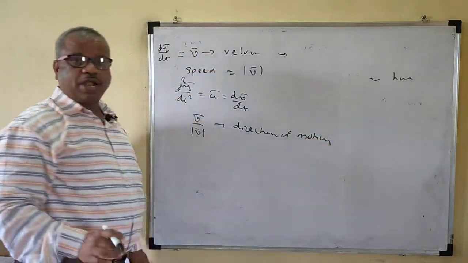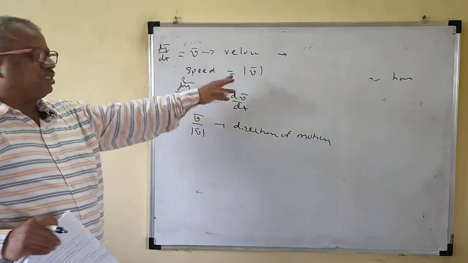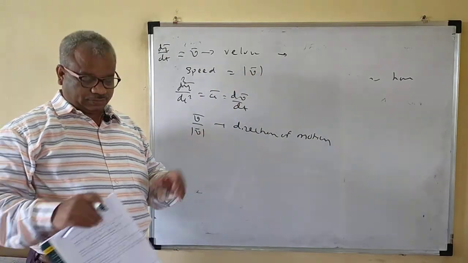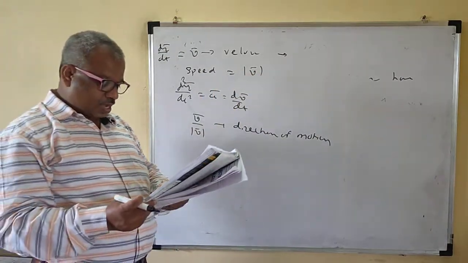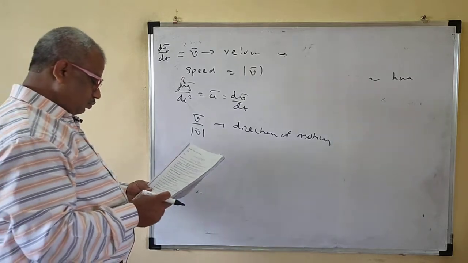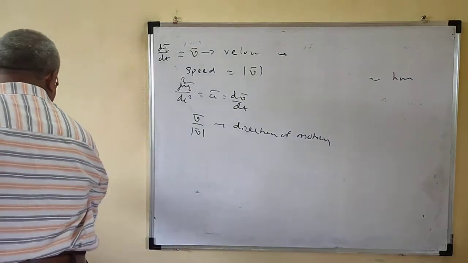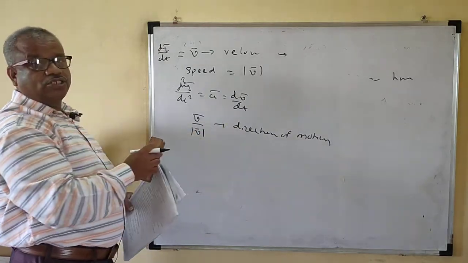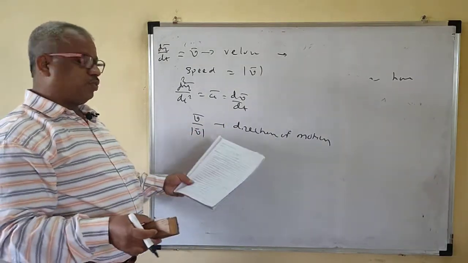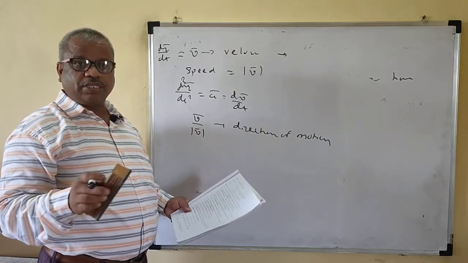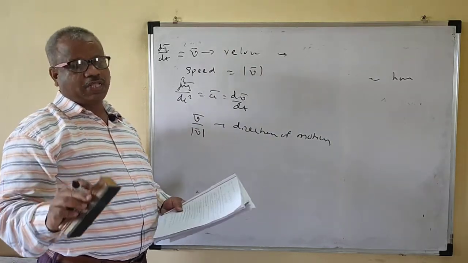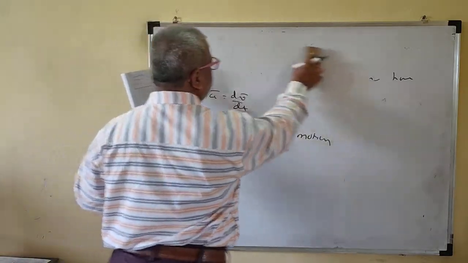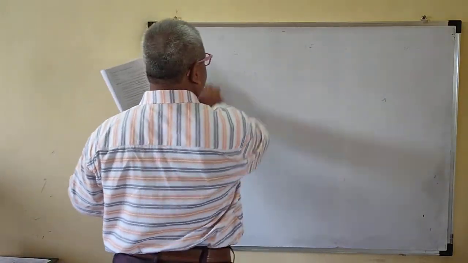So that means if you have to find the direction of motion, just differentiate this and normalize it. That means divide by its magnitude. Note that v bar upon mod of v is the direction of motion. If r bar of t is given, differentiate r bar of t and normalize it. That means divide by its norm or its length.